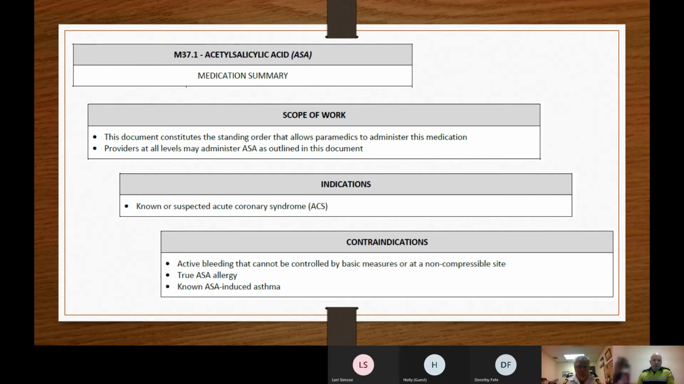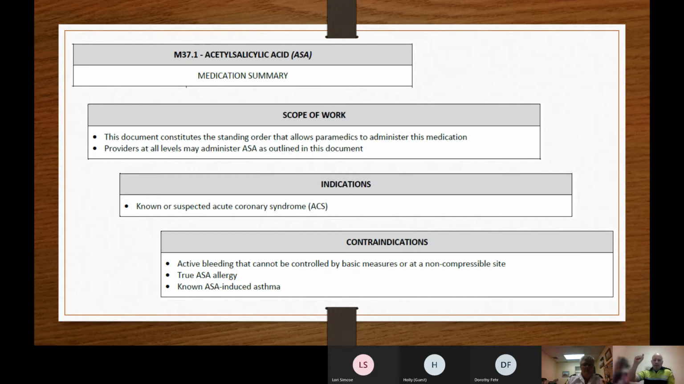So for this one here, this is the actual medication profile as you would find on the Shared Health website. So you can see the color boxes are gone. It just has the title, your medication summary, and then you just list the scope of work of who can give what. So with this one here, this document constitutes a standing order that allows paramedics to administer medication.